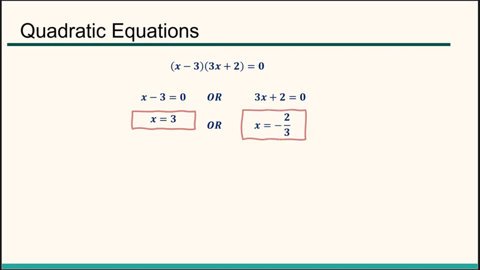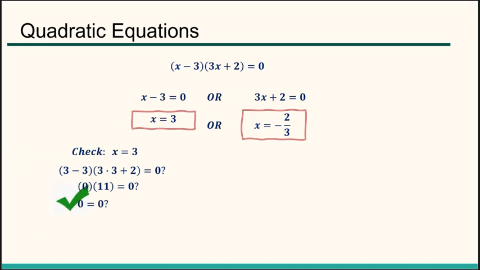Here's how we would check them. We check x equals 3. Well, we've already done this one. So plugging in 3, I'd have (3 - 3)(3 times 3 plus 2). That'd be 0 times 11. Is that equal to 0? Yeah, it is. That thing works.